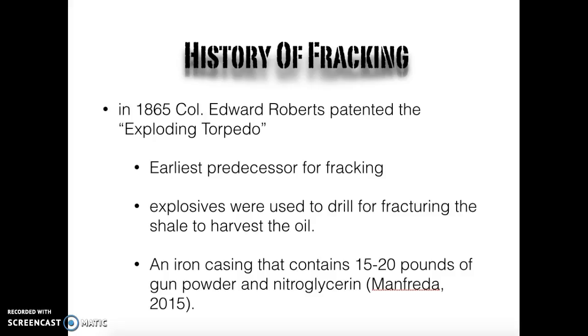So I'm going to give you guys a little history and background on fracking. In 1865, a man named Edward Roberts patented what he considered the exploding torpedo, which is a very early predecessor of fracking, almost 200 years ago.